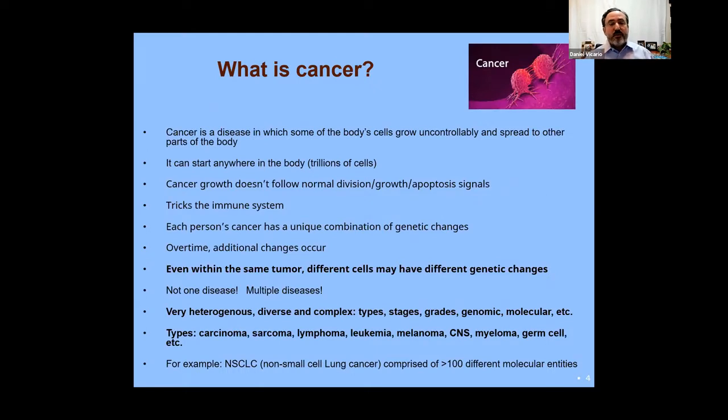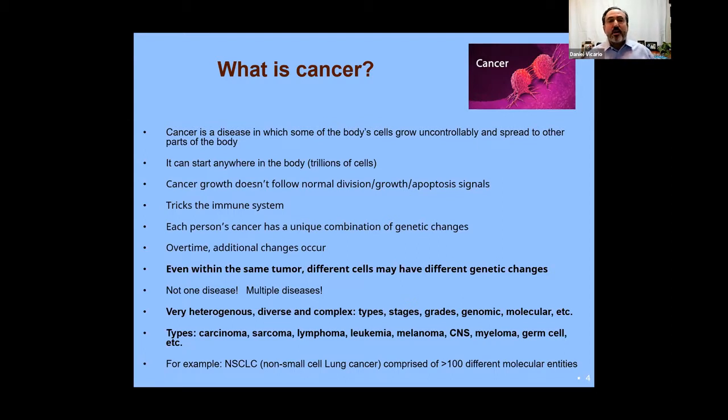So very briefly, what is cancer? It's a disease in which some of the body's cells grow uncontrollably. It can start anywhere in the body in trillions of cells. It doesn't follow any normal division, growth, or apoptosis signals. It tricks the immune system. Each person's cancer has a unique combination of genetic changes. And even within the same tumor, this is important, different cells may have different genetic changes.